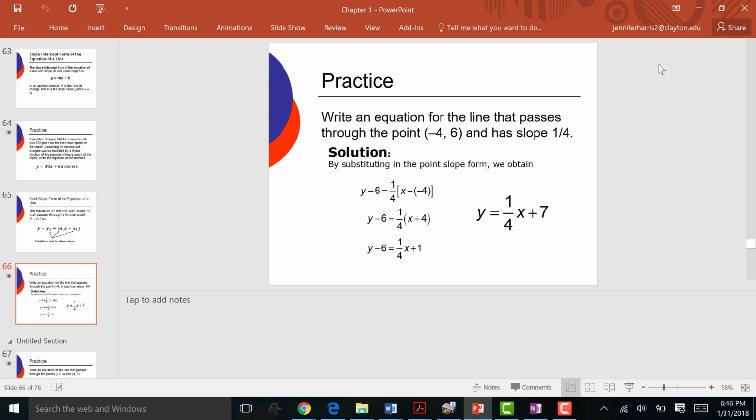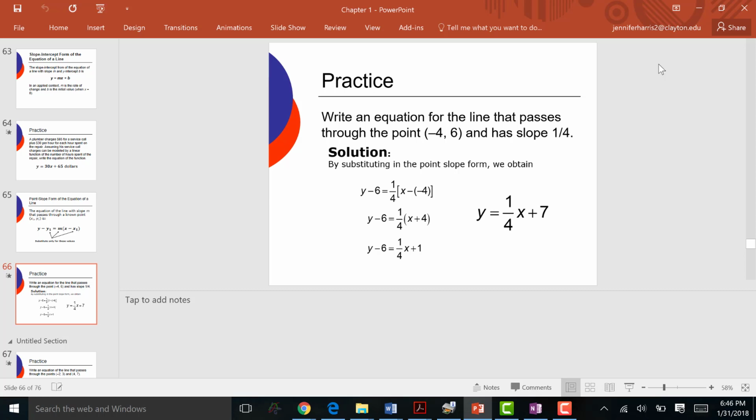Alrighty, 4 divided by 4 is how much? 1. I still got y minus 6 on the other side. Do I have y by itself? No. What must I do to both sides in order to get this y by itself? Add 6 to this side and then add 6 to that side. So the negative 6 and the positive 6 cancel out, and you end up with y equals 1/4 x plus 7.